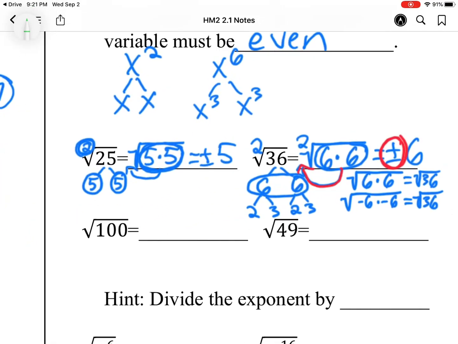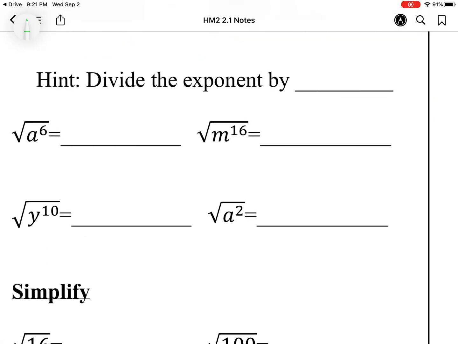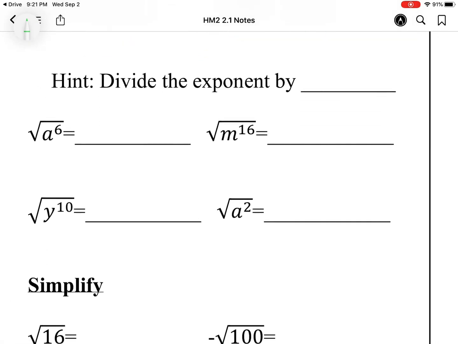All right, go on. So for the square root of 100 and the square root of 49, pause the video and see if you can do it on your own. So the square root of 100, you should have gotten plus or minus 10 and plus and minus 7. So then we move on to taking the square root of variables.